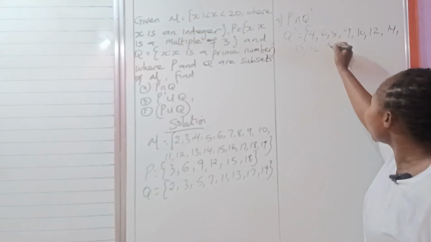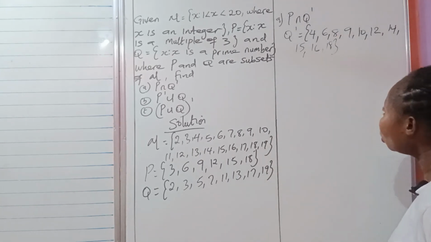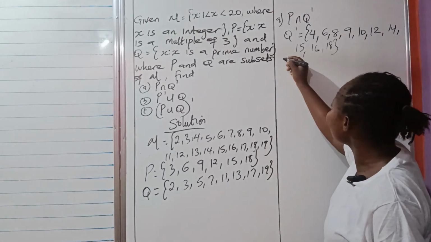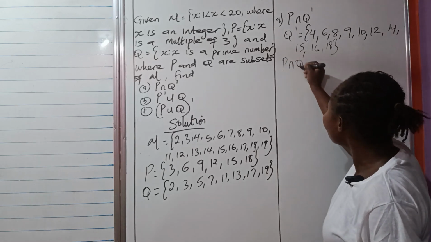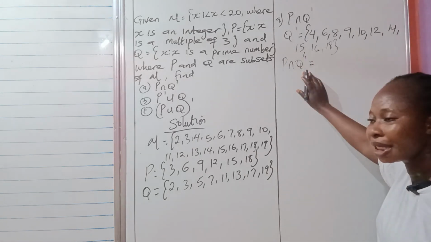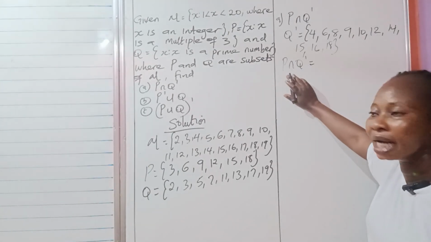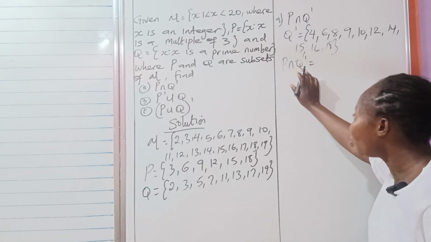So we pick 18. 19 is here, 19 is here. So what do we mean by P intersect Q prime? That is the numbers that we have in P and are also in Q prime. The numbers that are common to elements of P and elements of Q prime.